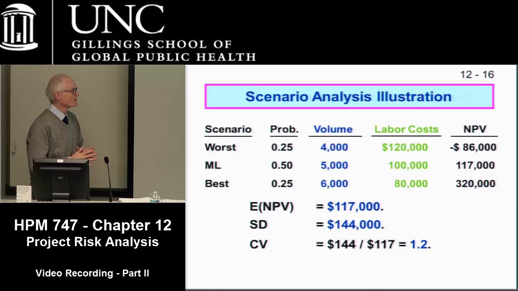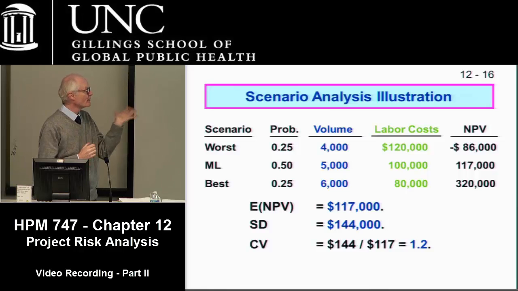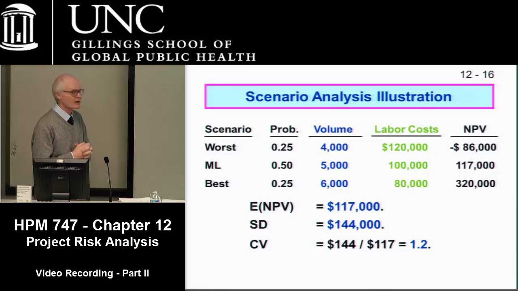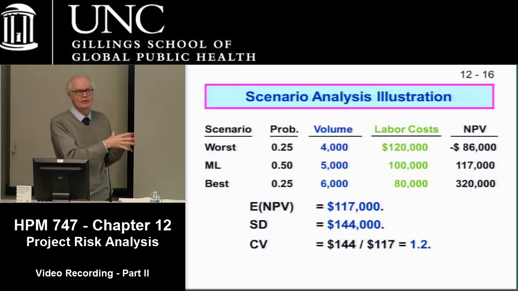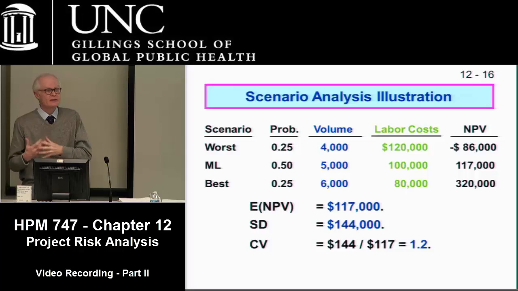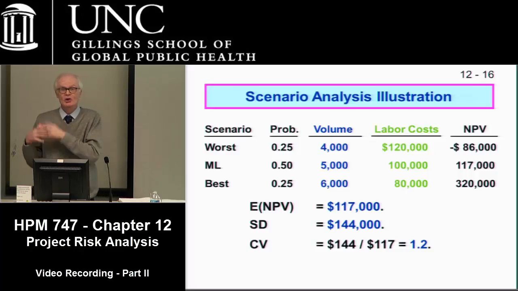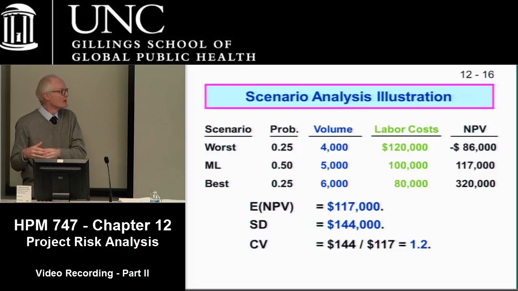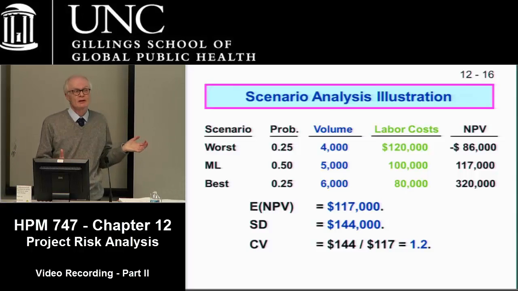Managers will recognize that the probability of minus $86,000, the worst case scenario, the probability of everything bad happening all at the same time is low. And similarly, the probability of everything good happening at the same time is low. But it gives them a range on which to assess the risk, that this project has an NPV probably between 0 and $200,000, something like that.